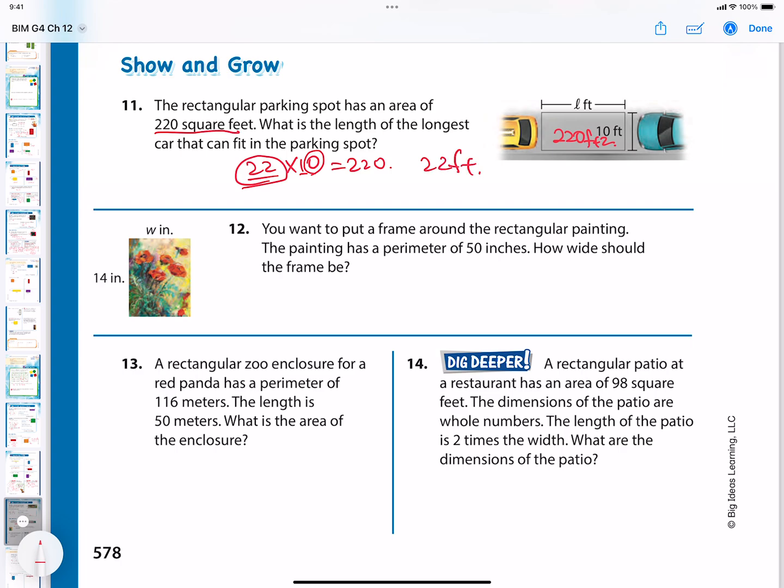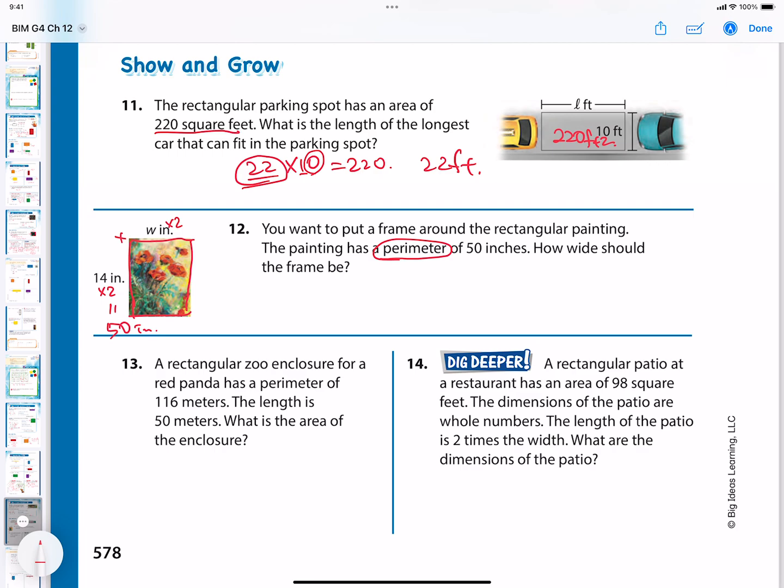Now let's move on. You want to put a frame around the rectangular painting. The painting has a perimeter of 50 inches. Now they gave us the perimeter of 50 inches. When you add all the distances together, it has to be 50 inches. Or 2 times length plus 2 times width is going to be 50. Make sense? That's the same thing.